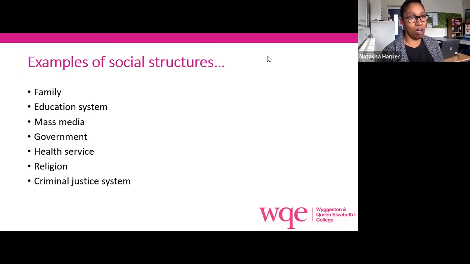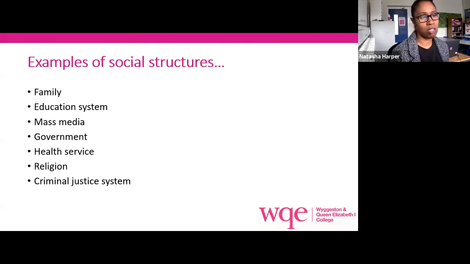So here we have a list of possible social structures. Some of them we already looked at, for example, the family, education system, mass media, health service, criminal justice system. The two on there that we haven't looked at are the government and religion. So just thinking about this for a moment, remember earlier we said that some sociologists see society like a human body. So you've got the various different organs. And I want you to think outside the box a little bit now, looking at those institutions, what part of the body do you think they would relate to?